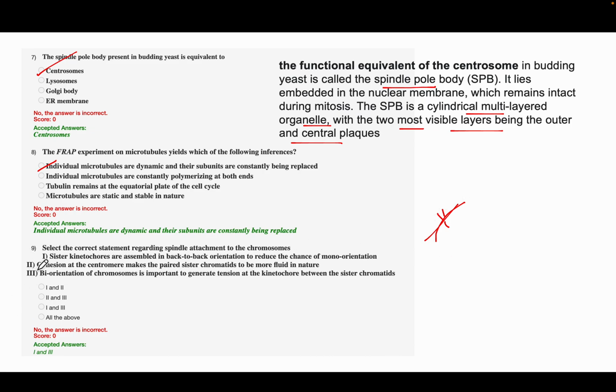Then the second option, cohesion at the centromere makes the paired sister chromatids more fluid in nature. No, it's not right. It makes it more rigid. And the third is biorientation of chromosomes is important to generate tension. Yes, when biorientation of chromosomes happens, it's important to generate tension at the kinetochore. If you pull like that, it will create tension between the two sister chromatids. So the answer will be 1 and 3.